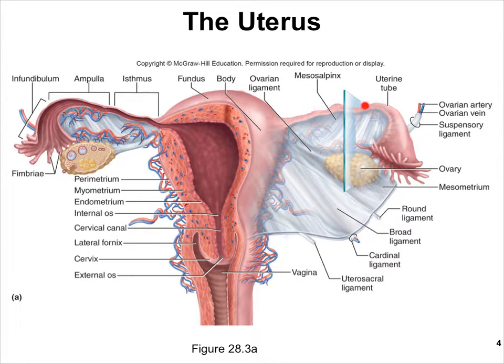The uterine tube and the ovary are held into place by this sheet of connective tissue called the broad ligament. And the ovary is specifically anchored to the uterus by the ovarian ligament here. Both the ovary and the uterus are very highly vascularized tissue. So you can see lots and lots of blood vessels going into them.